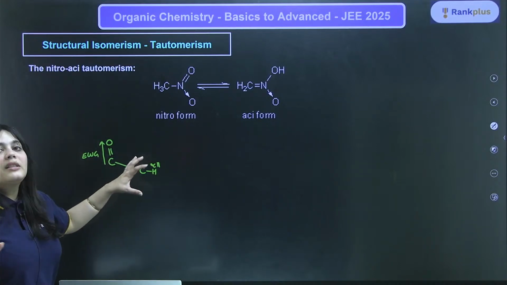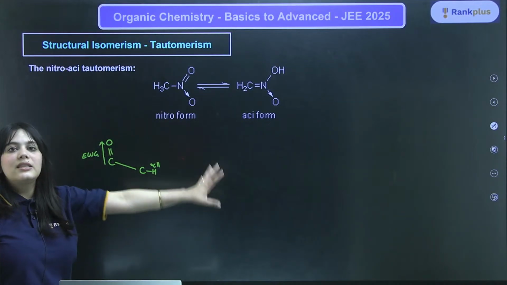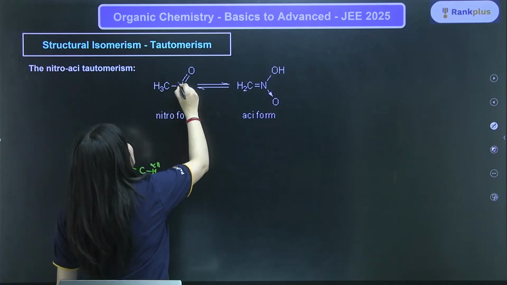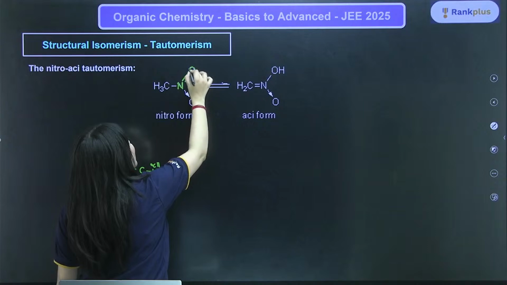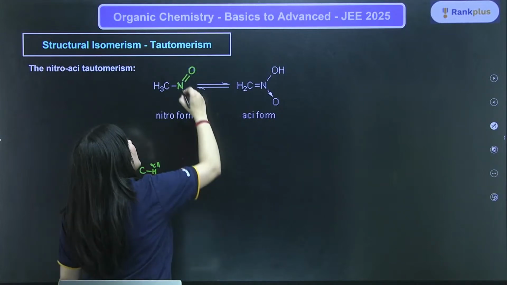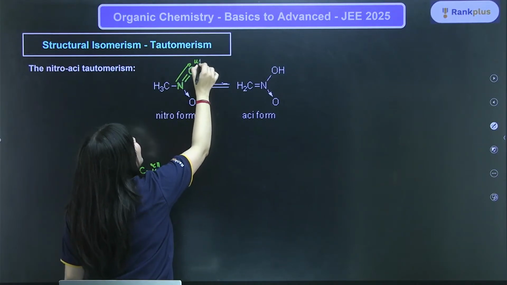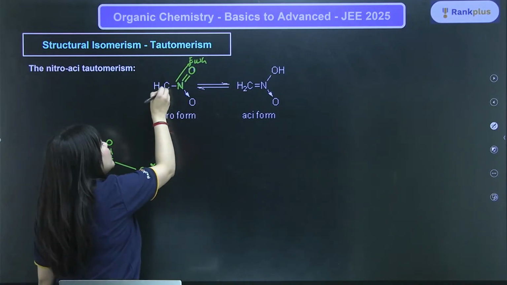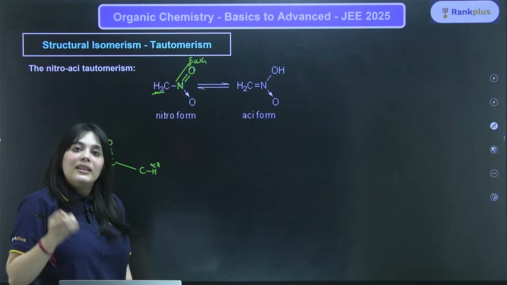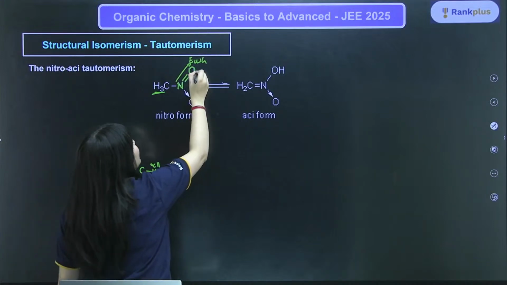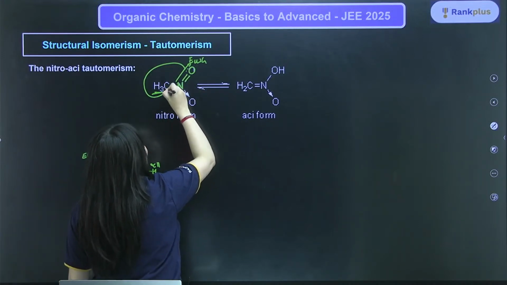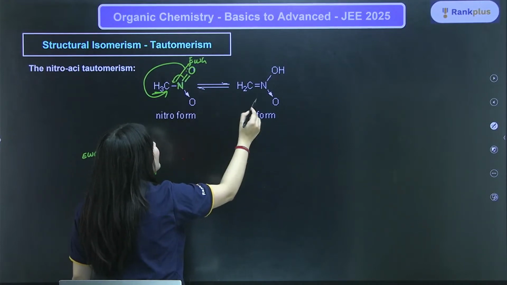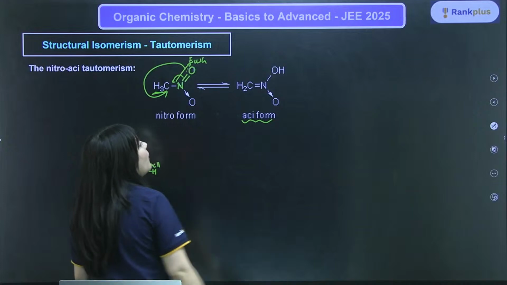Now, this same principle is applied in the nitro-acid form of tautomerism. How? Look at this nitro structure. Can you see there is a nitrogen and a double bond O? Now, because a multiple bond is present, what did I teach you? That it will behave as an electron withdrawing group, right? Then this hydrogen will become very, very acidic. This hydrogen is becoming acidic, hence this oxygen will abstract this hydrogen and it will form what? This double bond will then travel here and it will form an acid form like this.